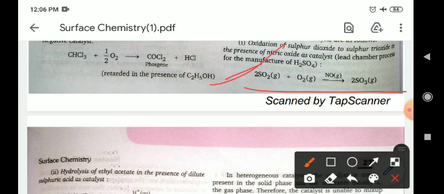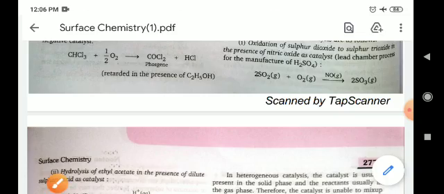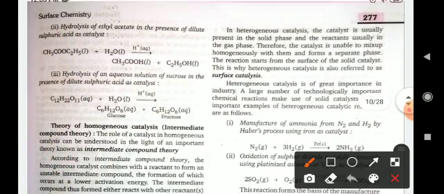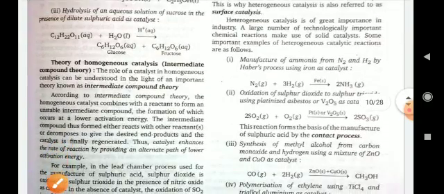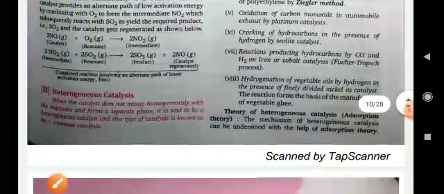For example, you can see here 2SO2 plus O2 gives 2SO3. In this reaction, NO is the catalyst. You can see that all the reactants are present in the gaseous state, so this reaction is known as homogeneous catalysis. Other examples are also given here. Here all the reactants, products and catalyst are present in the liquid state, and in the other example there is also a liquid state. So it is known as homogeneous catalysis.